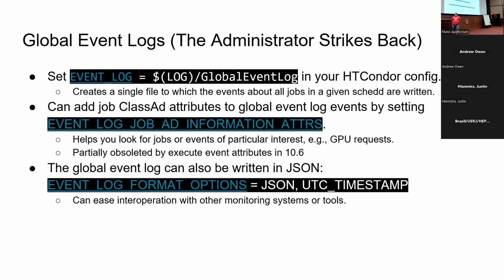Condor now automatically writes a number of interesting job attributes to the execute event alone. And there's of course a knob that you can look up to add custom attributes if for whatever reason the standard ones don't cover your needs. Another thing that you're going to be hearing a lot through this talk, the global event log can also be written in JSON, so there's the option to do that. I bring up the UTC timestamp option here only to observe that the parents think that this means universal time coordinates.